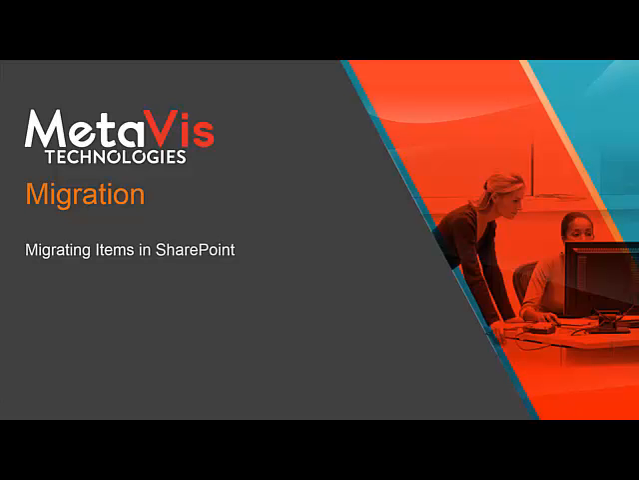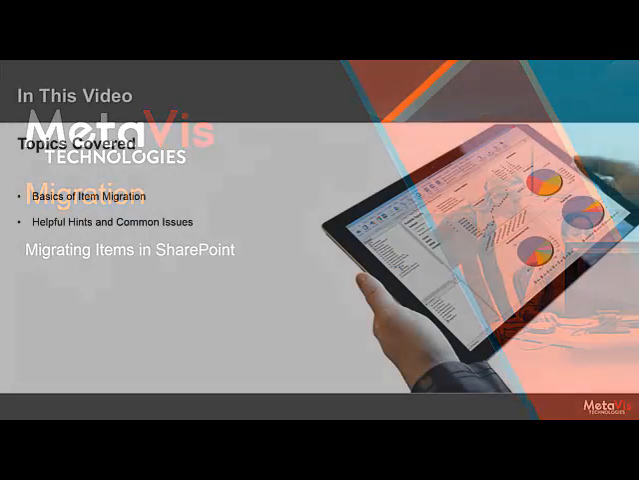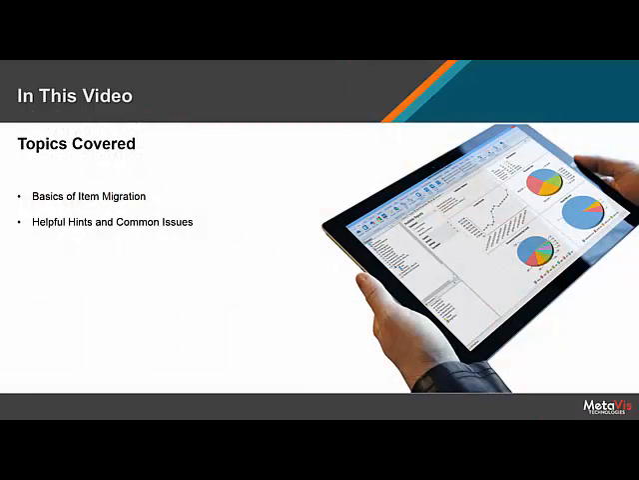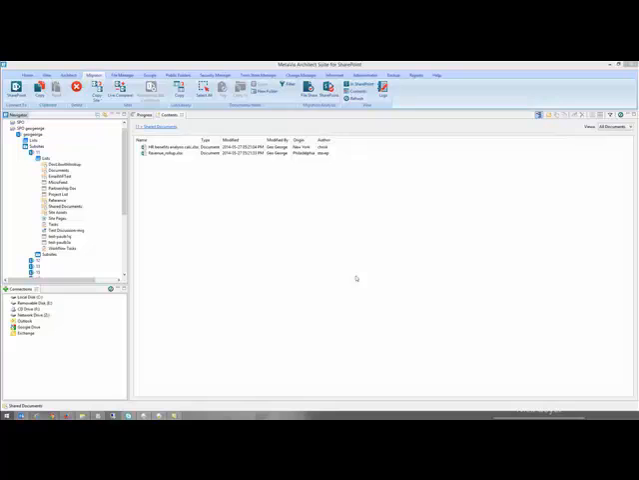This video will cover migrating items in SharePoint using the MetaVis tool. We will discuss the basics of item migration, understanding field mapping, and some helpful hints and common issues that you might see during item migration. A fairly common type of migration that is undertaken by our customers is to move items from a list or library to a target list or library.